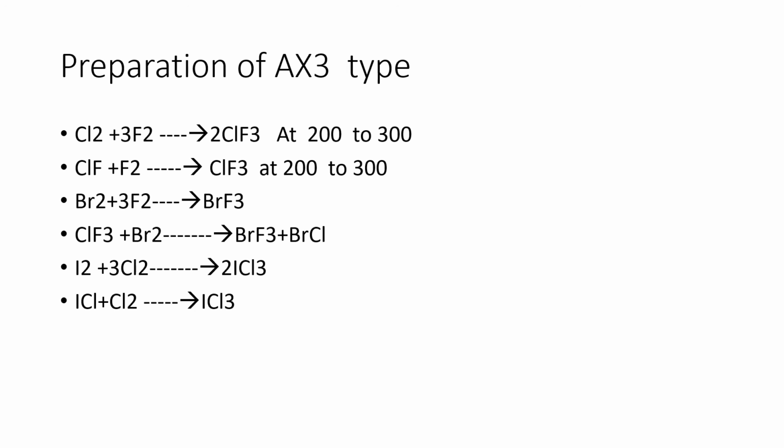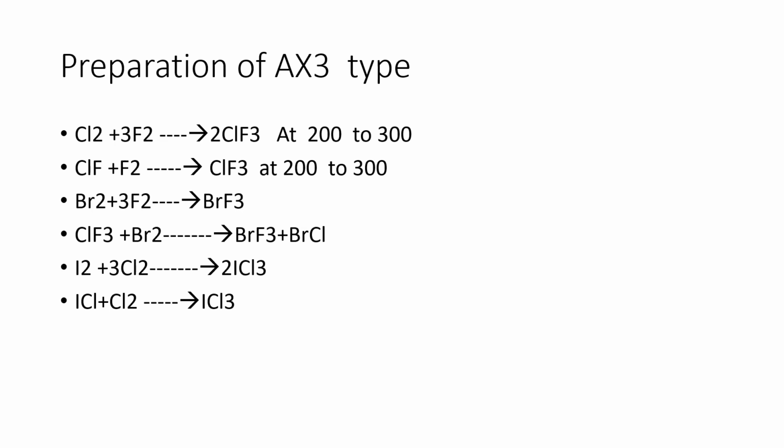When iodine is treated with chlorine, you get iodine trichloride: iodine chloride ICl plus chlorine gives ICl3. These are some types of interhalogens. Now come to the structures of interhalogens. Here we are going to discuss AX type and AX3 type.